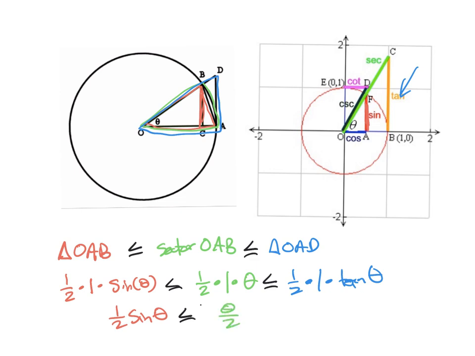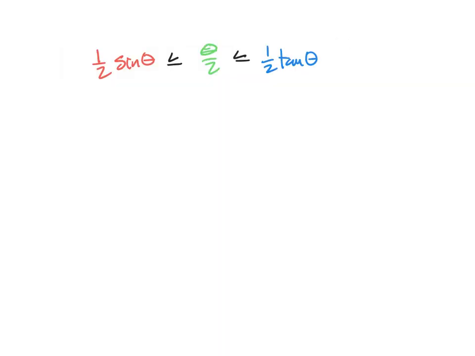And that's less than or equal to 1/2 tangent theta. So the first thing I'll do is multiply everything by 2 to get rid of those fractions. I'll start that on the next screen, and then we'll see that we have an inequality that we can work with here. So we have this inequality. Let's eliminate the 2's. We'll multiply everything by 2, and you'll agree, I think, that we end up with sine theta is less than or equal to theta, which is less than or equal to tangent theta.